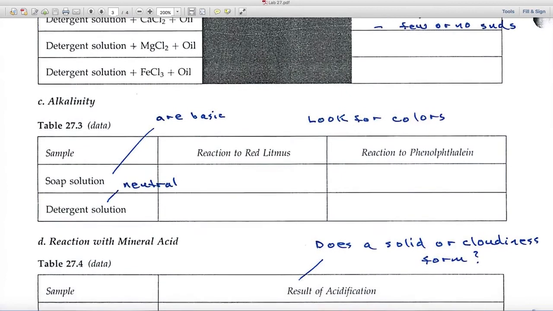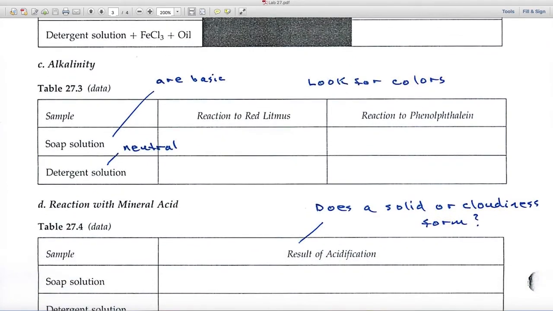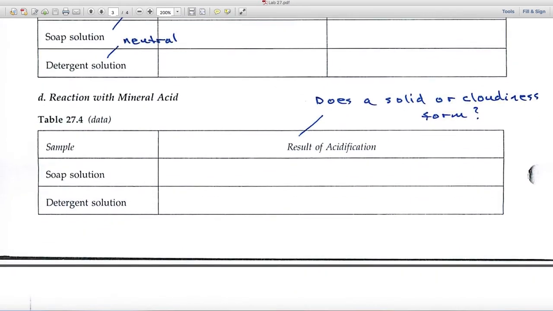The next part of this experiment deals with alkalinity or basicity. And remember that soap solutions are basic, detergents are neutral. And what you'll look for as you test the reaction to red litmus and reaction to phenolphthalein are the colors that are produced. Part D deals with the reaction of mineral acid. And a soap solution and a detergent solution may behave differently. You'll look for the formation of a solid or a cloudiness in your observations.